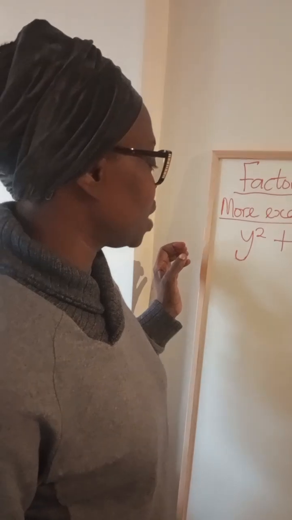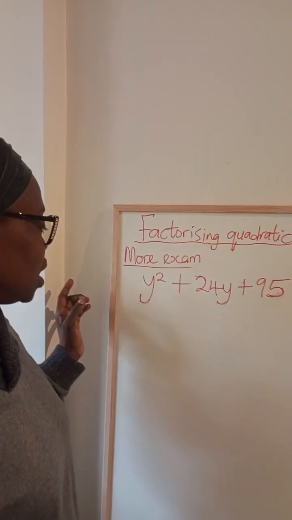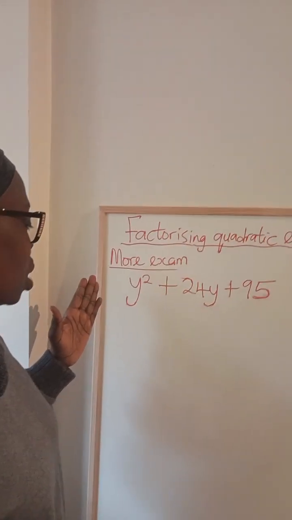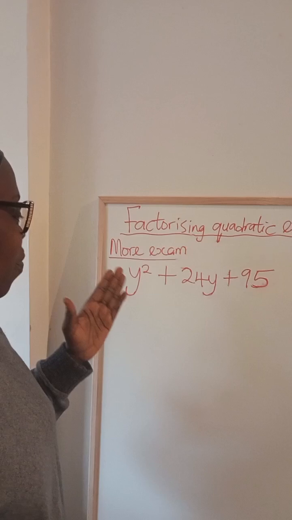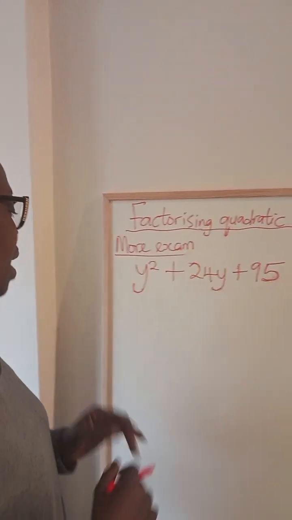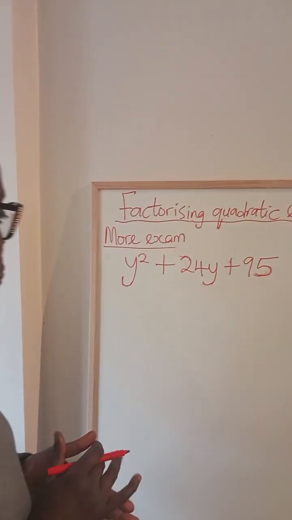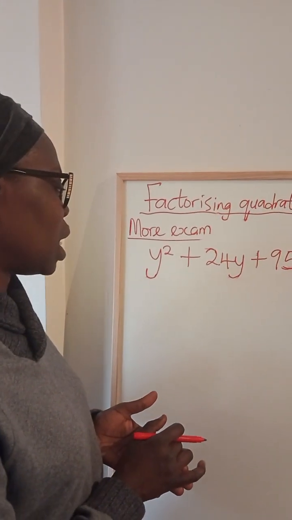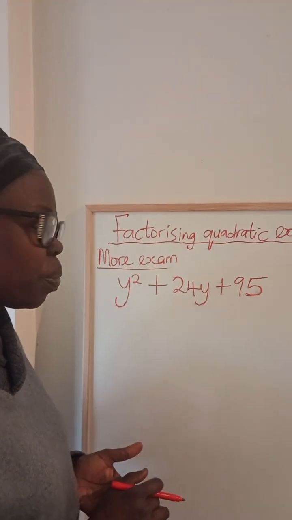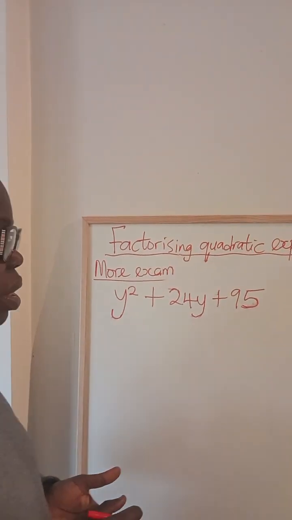Now, back to the step-by-step method of factorizing a quadratic expression. In this expression, A is 1, B is 24, letter C is 95. And A times C is 95, B is 24. The two figures whose sum is 24 are 19 and 5, and the product of 19 and 5 is 95.